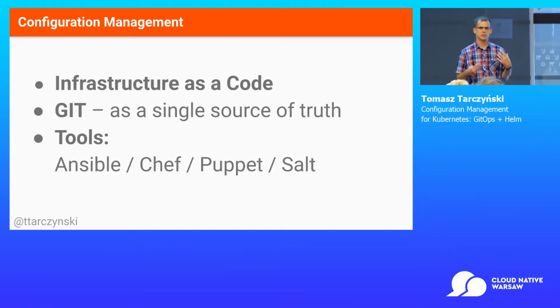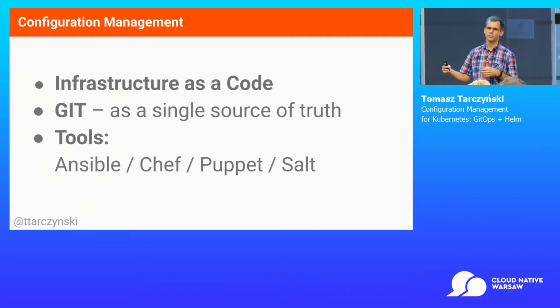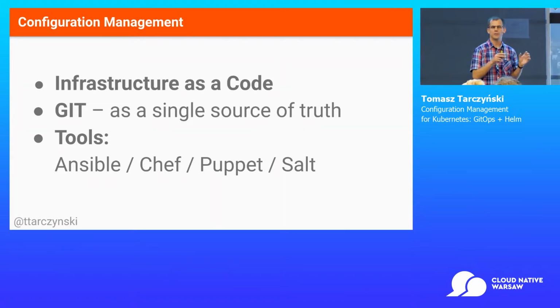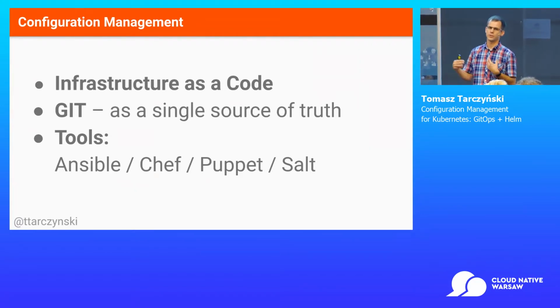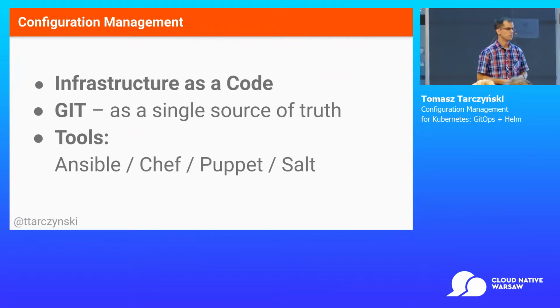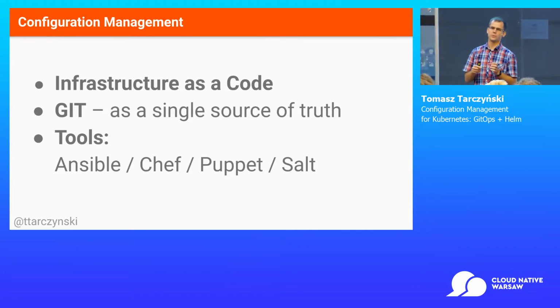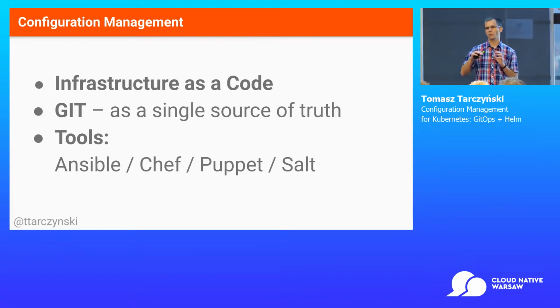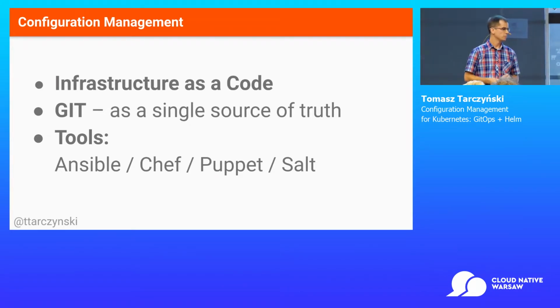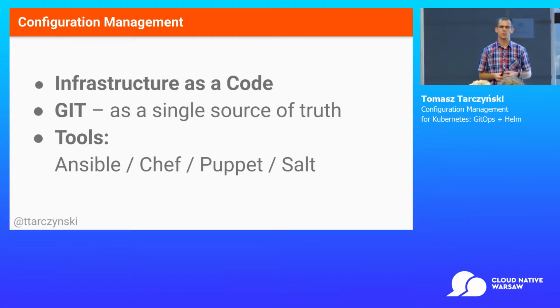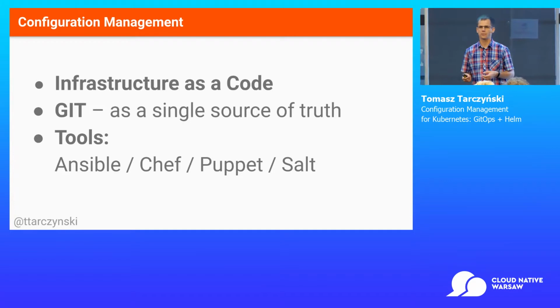So for me, it's all about infrastructure as code. That means to codify everything that happens in your infrastructure, all configuration of your system. It also means to me that I would like to always use a version control system like Git to keep all information about the state of my systems. And there are some traditional tools used in that space, things like Puppet, Chef, Ansible.